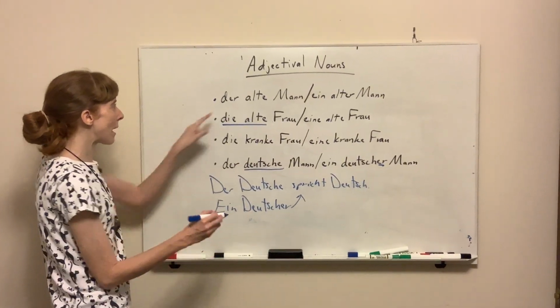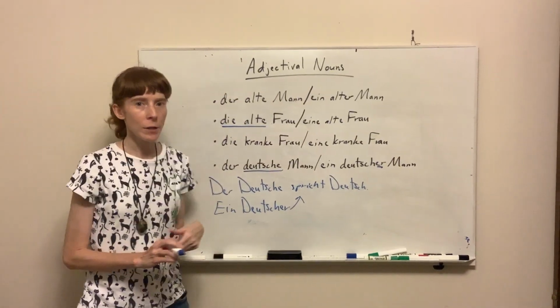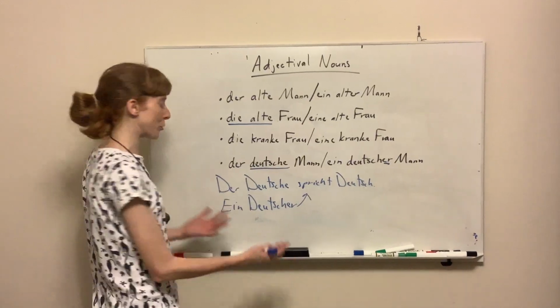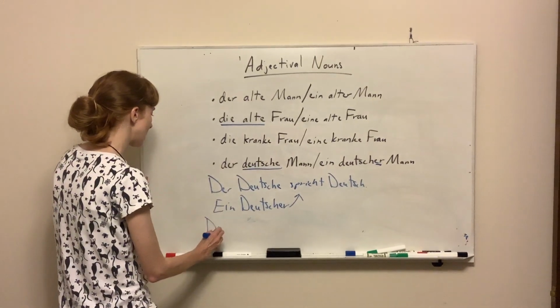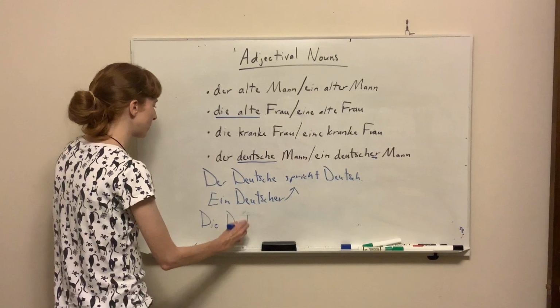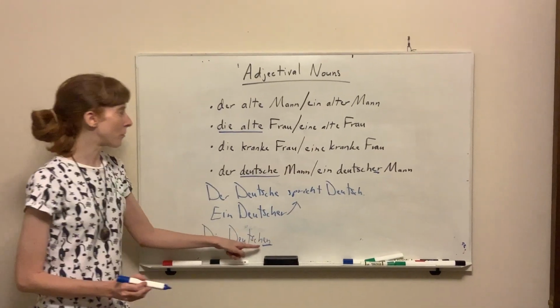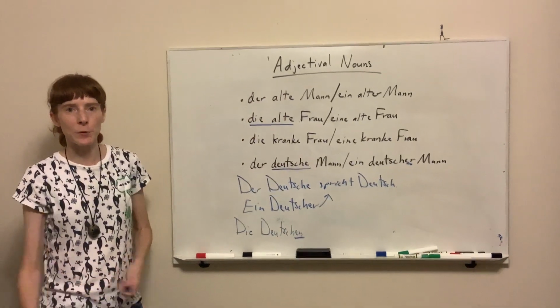And remember, when we have a definite article and plural, that adjective ending became an N. So if I'm referring to multiple Germans, die Deutschen. So these endings come from the adjective endings that we did in chapter 9.